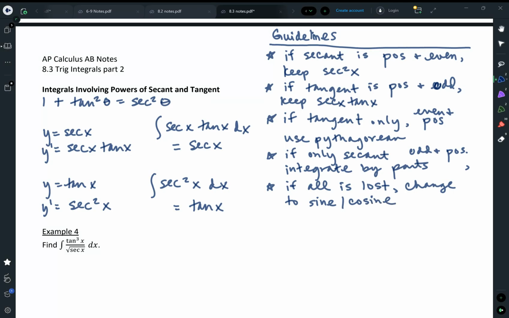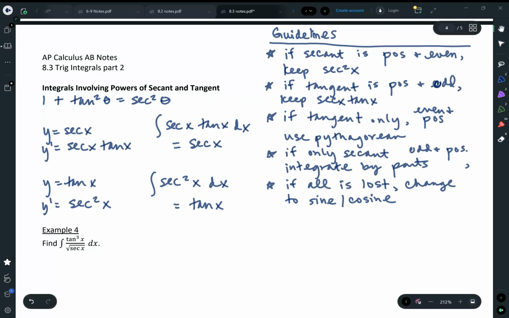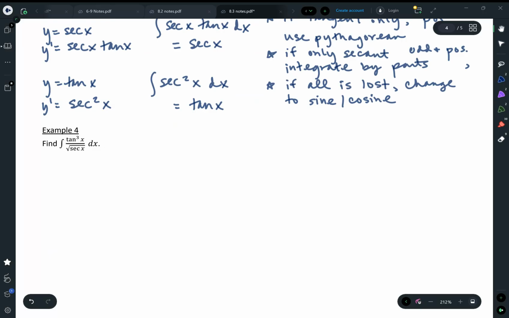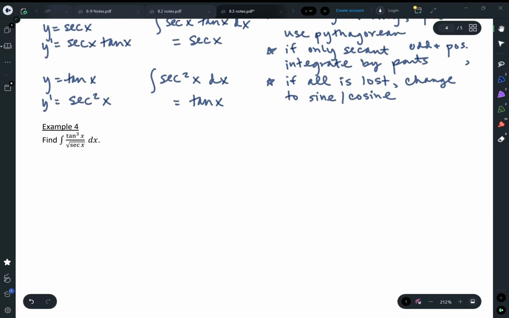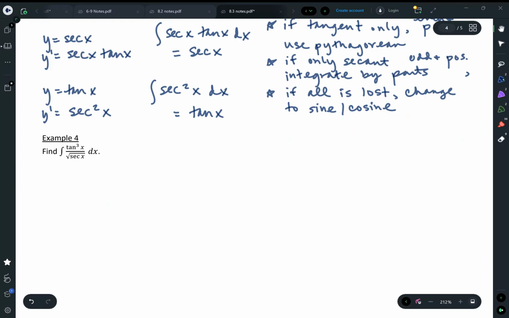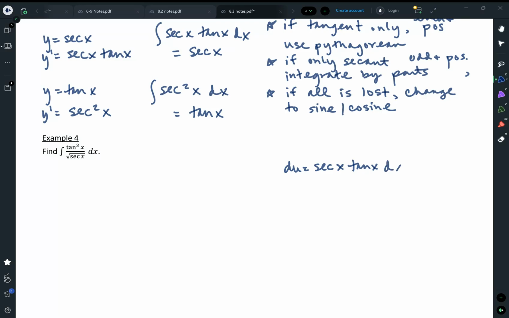Okay, so our first example, we've got the integral of tangent x cubed divided by the square root of secant x dx. If I look at my rules, if tangent is positive and odd, keep secant x tangent x. That means my du that I want to save is going to be the secant x tangent x. And the other thing, just looking at this, is that my secant is in my square root. So we're kind of where we were at with part 1 of the notes, where I can't really do anything with that square root.